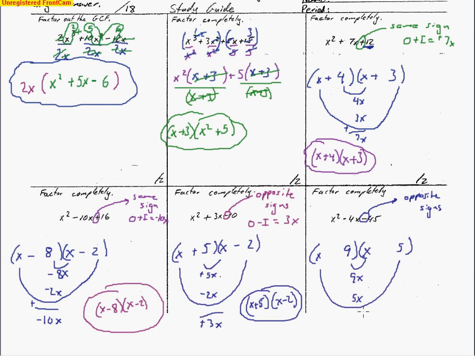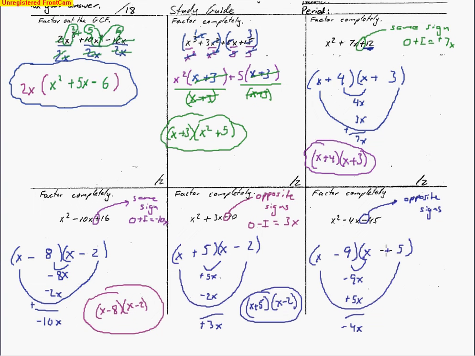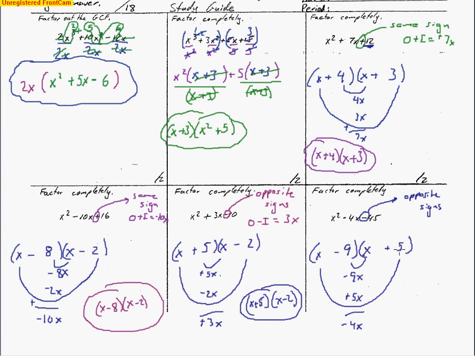And when we do subtract, we do get a 4x, but we want a negative 4x. So that tells me this time I need more negatives than positives. So negative 9, positive 5. And that would be our answer. Well, we'll write that down: x minus 9 and x plus 5. Well, we'll do one more part, and that will give you the last two answers, and then we'll go on from there.